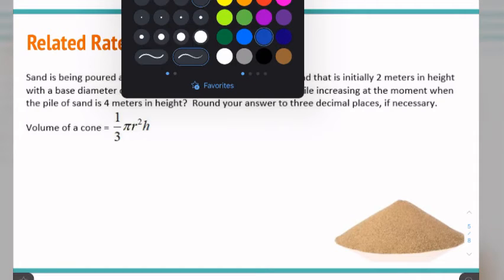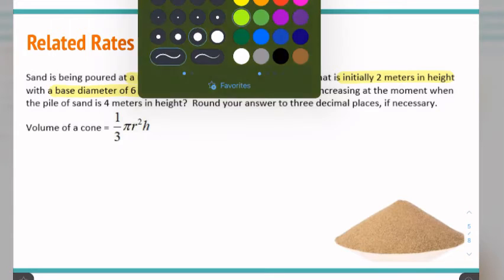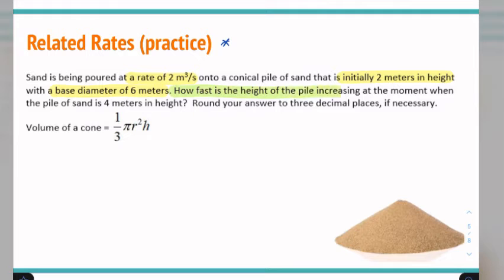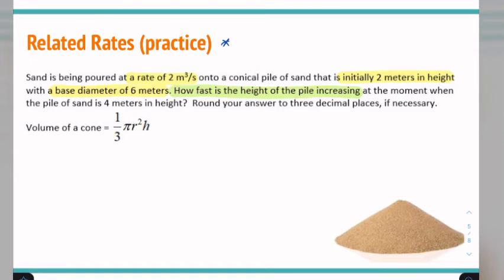Now in this question, sand is being poured at a rate of 2 meters cubed per second onto a conical pile of sand that is initially 2 meters in height with a base diameter of 6 meters. How fast is the height increasing? So there's our question there. That's going to be dh/dt at the moment when the pile of sand is 4 meters in height.